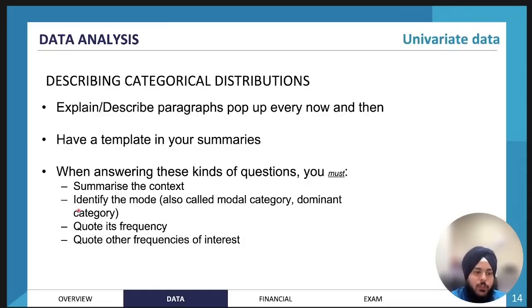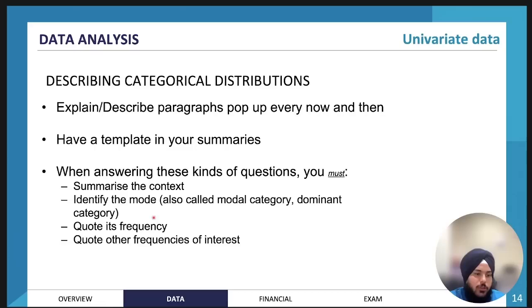And then the next step is to identify the mode or the modal category. So basically, which category had the highest frequency? For example, in the previous slide, we looked at the frequency of pets at home, and we could tell that the modal category was dogs. So we would have to say that dogs were the modal category, and also quote the frequency as well. So 138 people have dogs at home, etc.